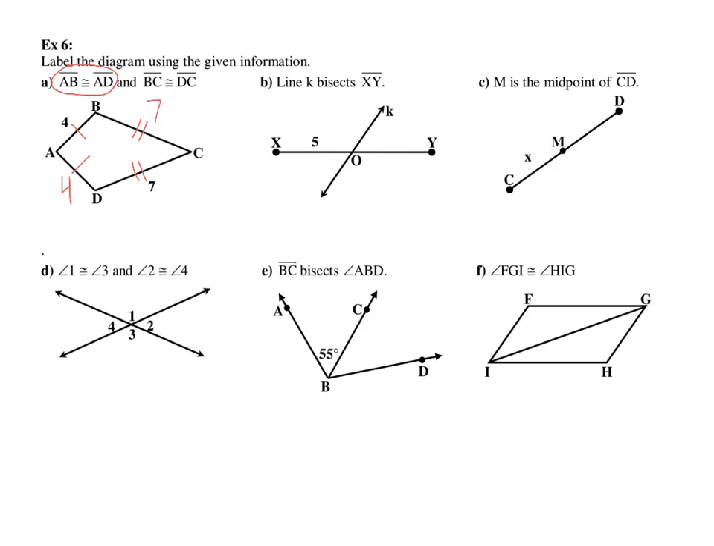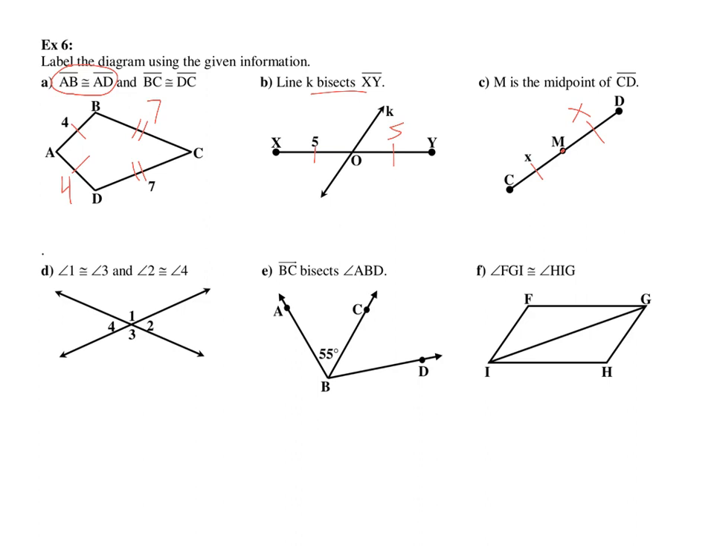Now line K bisects XY. Bisects means it cuts it in half. So that means these 2 portions are equal to each other, so they have the same length. M is the midpoint of CD. So if it's the midpoint, it bisects the segment as well. These 2 lengths are the same. That's going to have a length X as well.